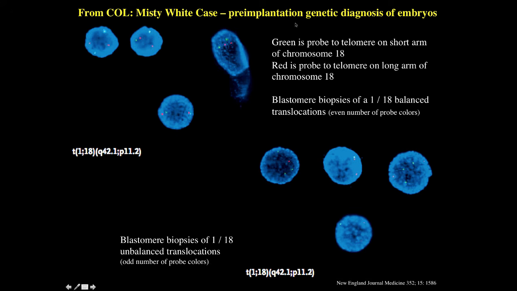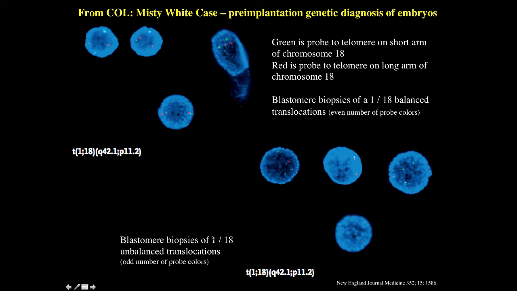Here they were doing preimplantation genetic diagnosis of embryos. So the green probe is to the telomeres on the short arm of chromosome 18. So you can see the green probe here. The red probe is to the telomeres on the long arm of chromosome 18. So you can see the red probe here. These are blastomere biopsies of a 1;18 balanced translocation. There's an even number of probes.